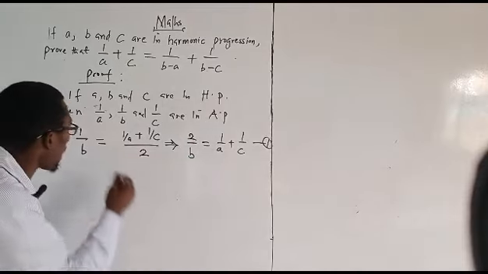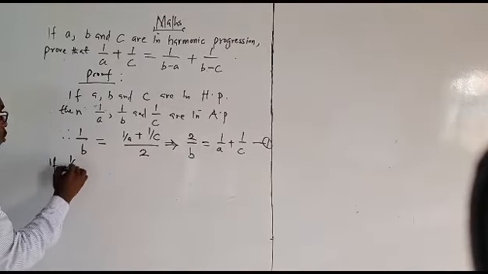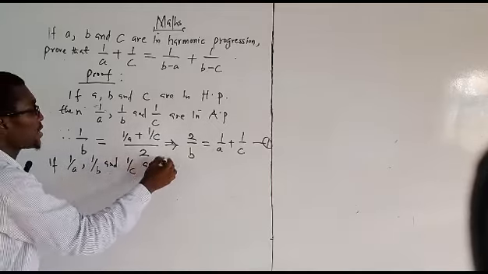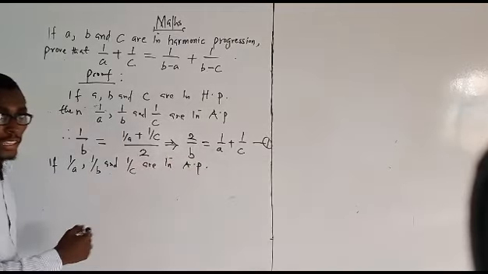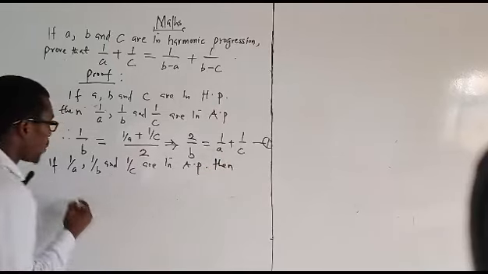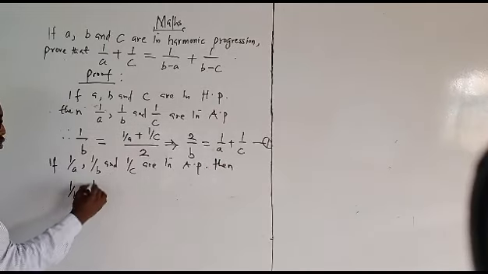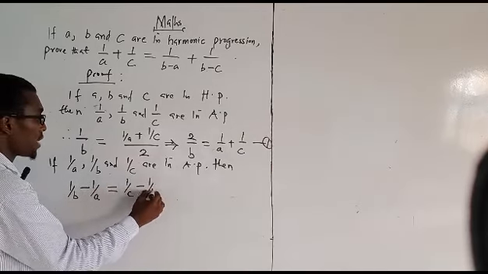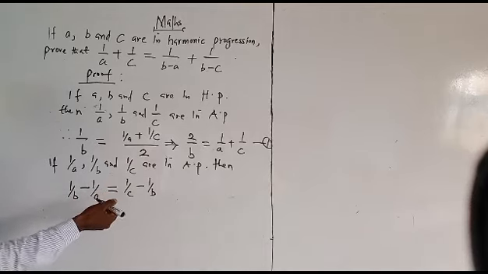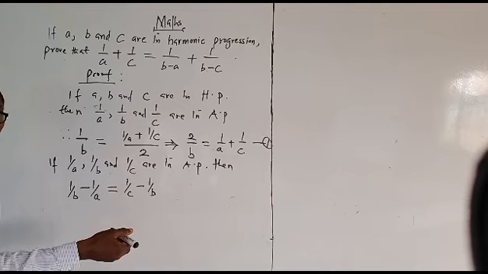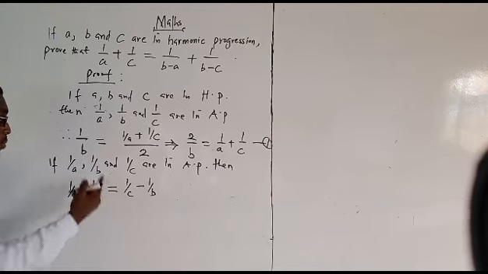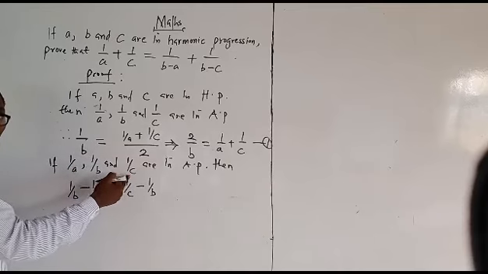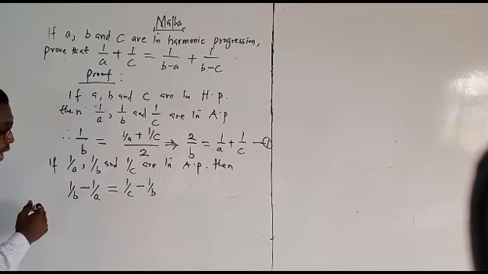Now, listen attentively. If 1 over A, 1 over B, and 1 over C are in AP, then 1 over B minus 1 over A should be equal to 1 over C minus 1 over B. That is, the difference will be the same. You know, in an AP, there is always a constant difference, a common difference. To get the common difference, we subtract consecutive terms. That is, 1 over B minus 1 over A will give you the same thing as 1 over C minus 1 over B. So we have this at hand already.